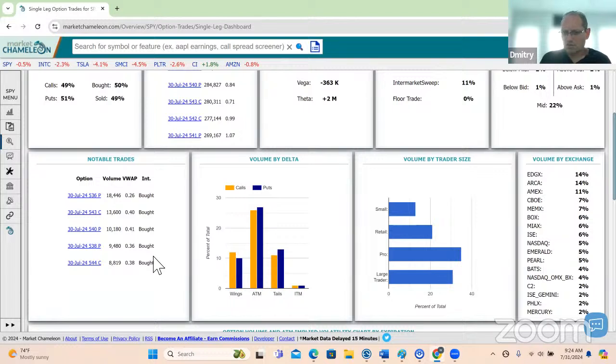And maybe, let me see, I'm trying to eyeball it, but just maybe the calls were more clustered towards the 543, 544 strikes, and puts were more downside. So that's just eyeballing it, but that gives us a little bit of information and a little bit of sense of what was going on in those top 5 trades. Okay.